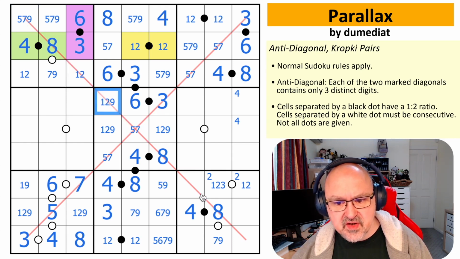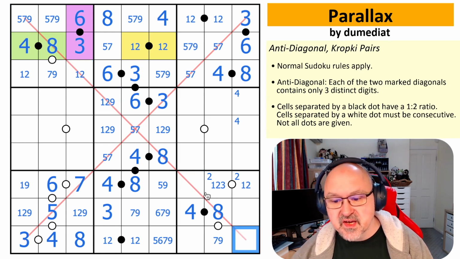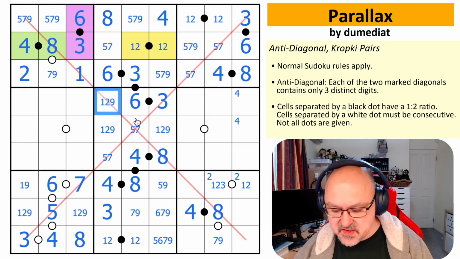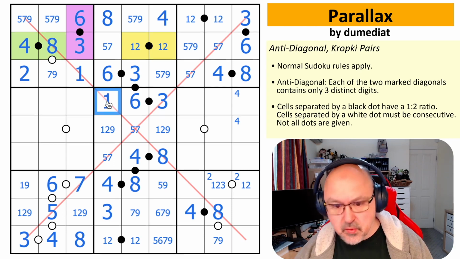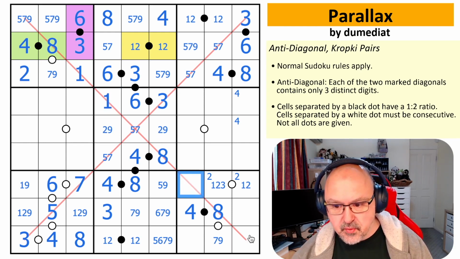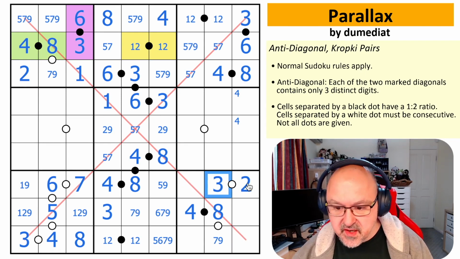1, 2, 5, 7, 9. So I can't put a 2 on the diagonal. So this is a 1. This has to be a 1 because I can't put a 2 on the diagonal down here. This is the 1, this is the 2. So there's no 2 here. But I need to put a 1 on the diagonal, so this is a 1. There's no 1 in either of these, and there's no 1 off the diagonal. This is 2, this is 3.